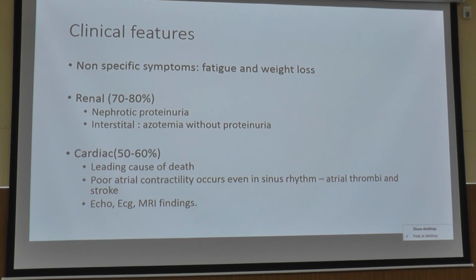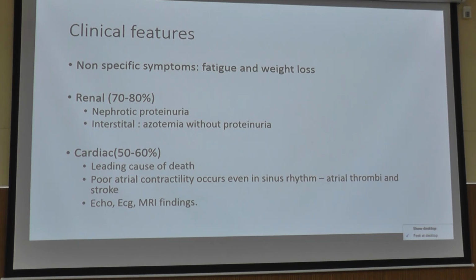Renal involvement is seen in 70 to 80%, with nephrotic proteinuria. Very rarely, the amyloid deposit is in the interstitium, so there is no proteinuria, but the patient is in renal failure. That is very rare. Most common is always nephrotic. Cardiac involvement is 50 to 60%, and is the leading cause of death.